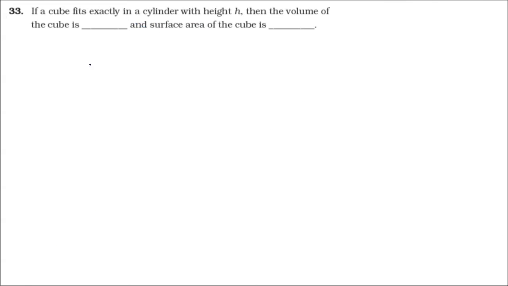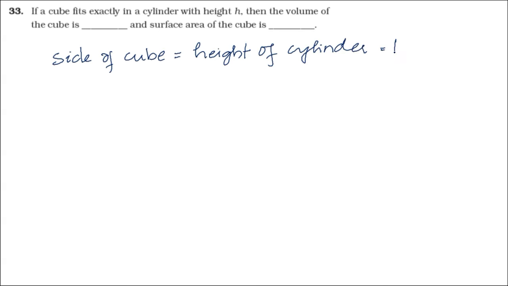33rd, if a cube fits exactly in a cylinder with height h, then the volume of the cube is dash and the surface area of the cube is dash. Cube is exactly fit in cylinder of height h. What does it mean? It means that the side of the cube will be same as height of the cylinder. So let me mention that statement. Side of cube will be equal to the height of cylinder, which is h.